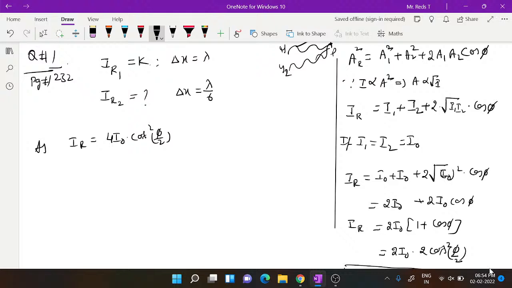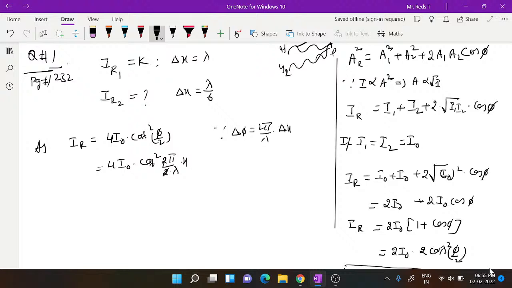This phi is phase difference. If you can express this in terms of path difference, how can you express? Because phase difference delta phi is equal to 2 pi by lambda into path difference delta x. You can write it as delta phi is equal to 2 pi by lambda into x. If you replace this here, then you can write this is equal to 4 I naught into cos square. Phi can be expressed as 2 pi by 2 lambda into x. Here 2 cancel, got it?